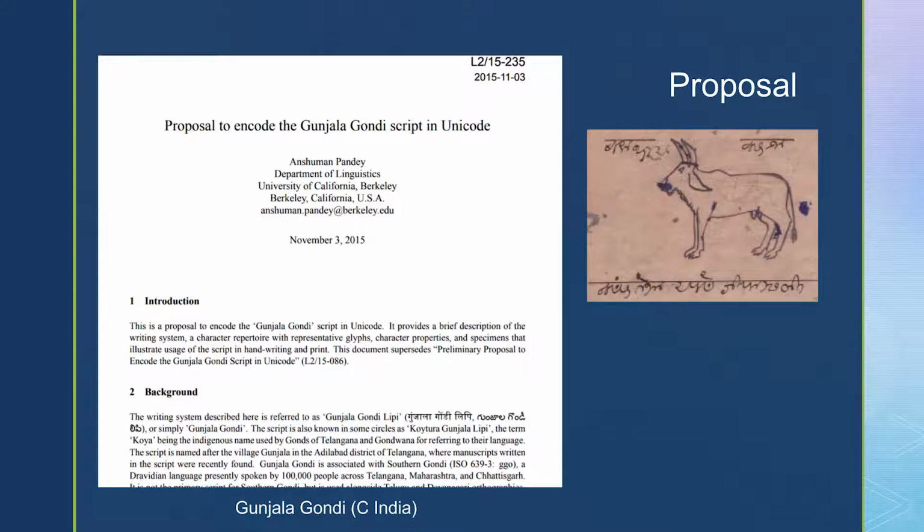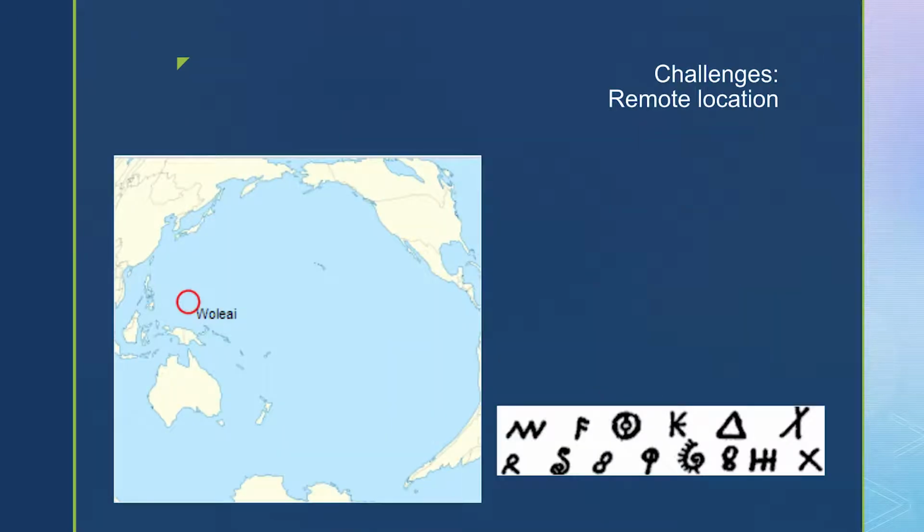Gunjala Gondi was a successful proposal, but about 40 proposals are still moving very slowly through the approval process or are even stalled for a number of reasons. In a few cases, it can be very difficult to reach the communities to get further information.